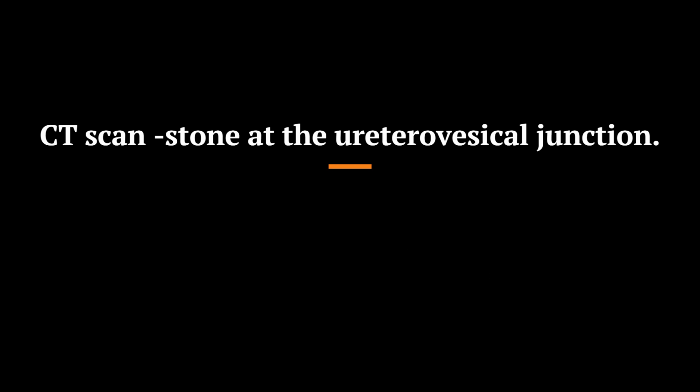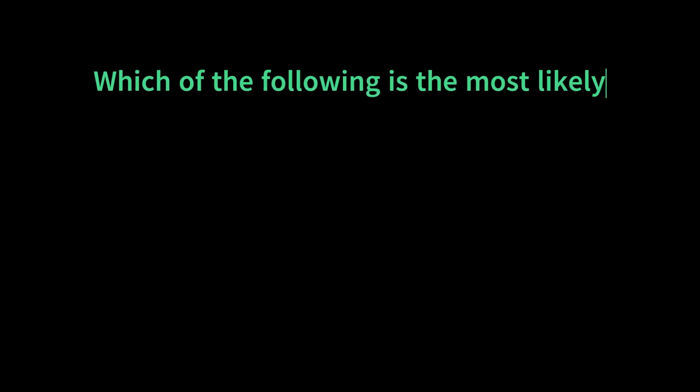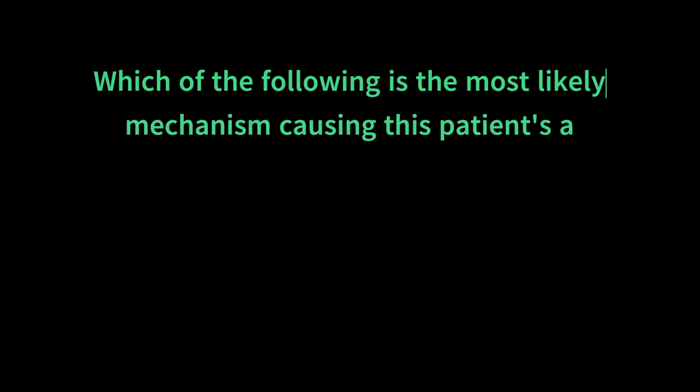The patient is given intravenous morphine sulfate for pain relief. 15 minutes later, she develops diffuse itching involving the arms, legs, and back. The question is: which of the following is the most likely mechanism causing this patient's adverse reaction?